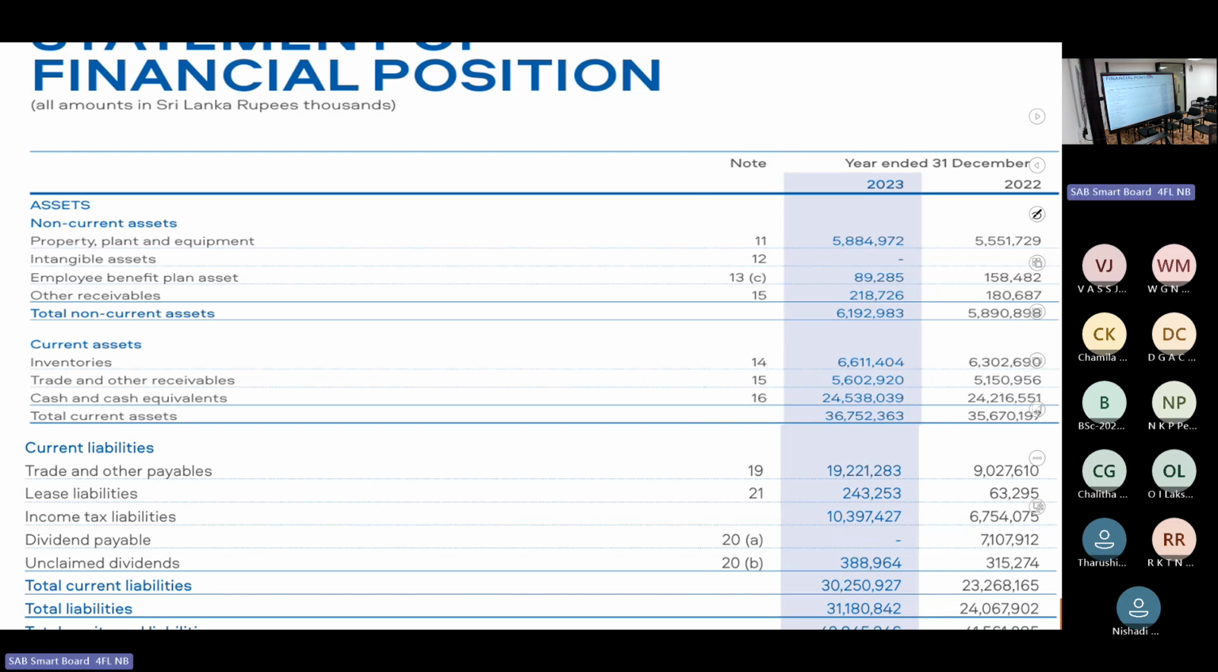Just you can write it down what you know about the working capital management.